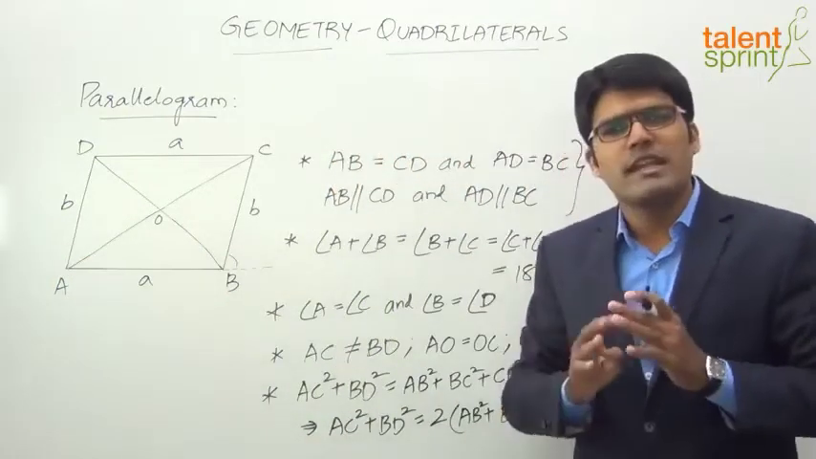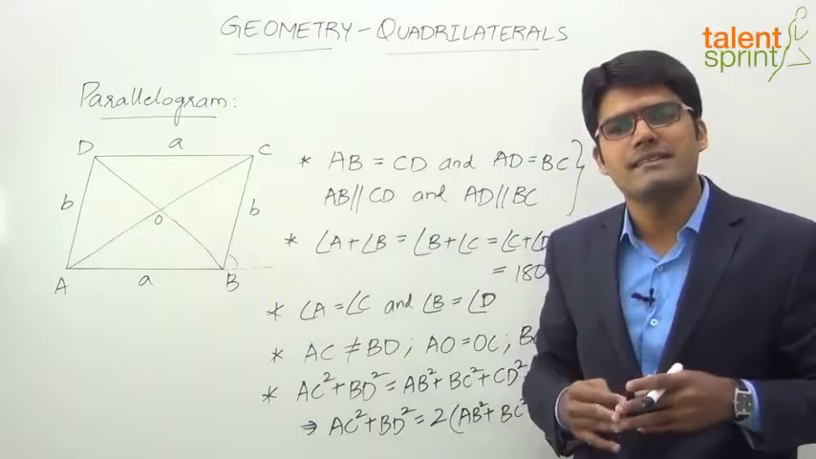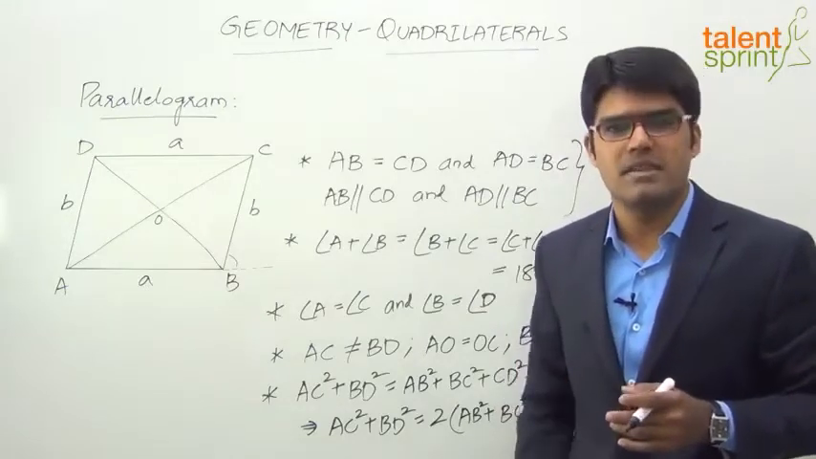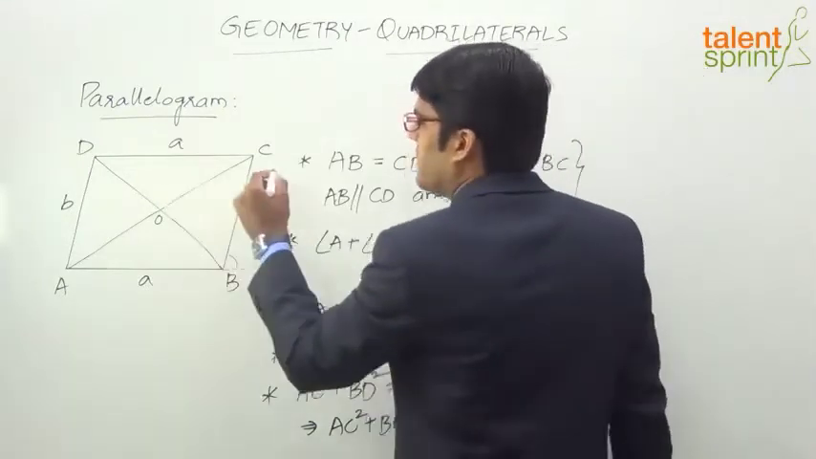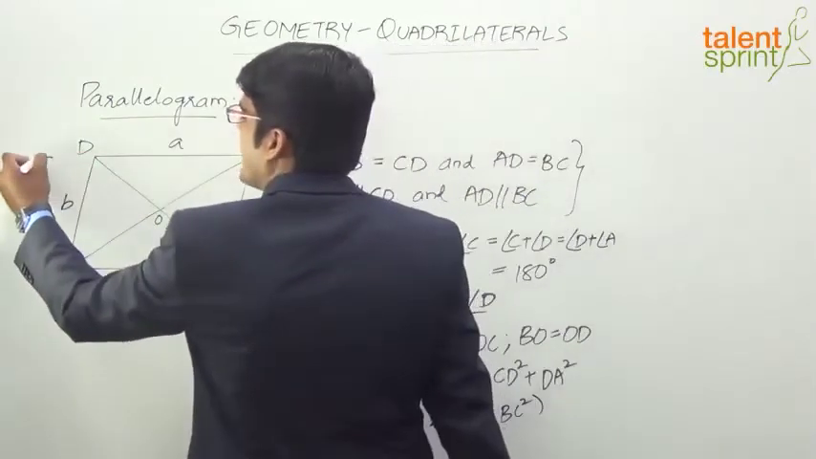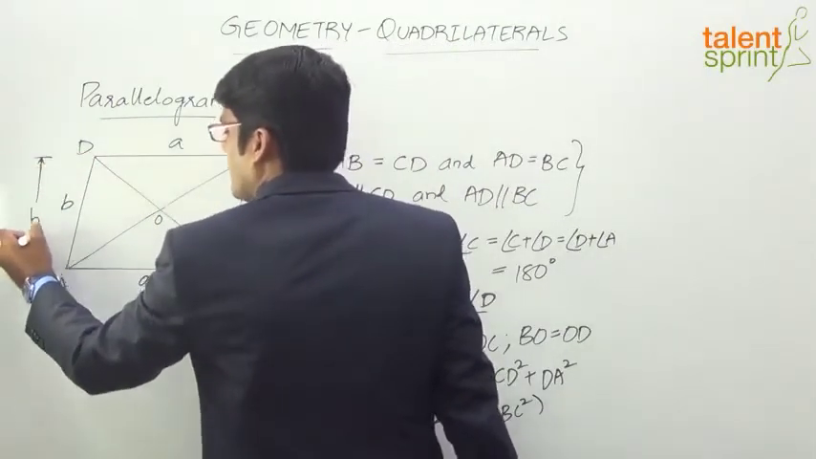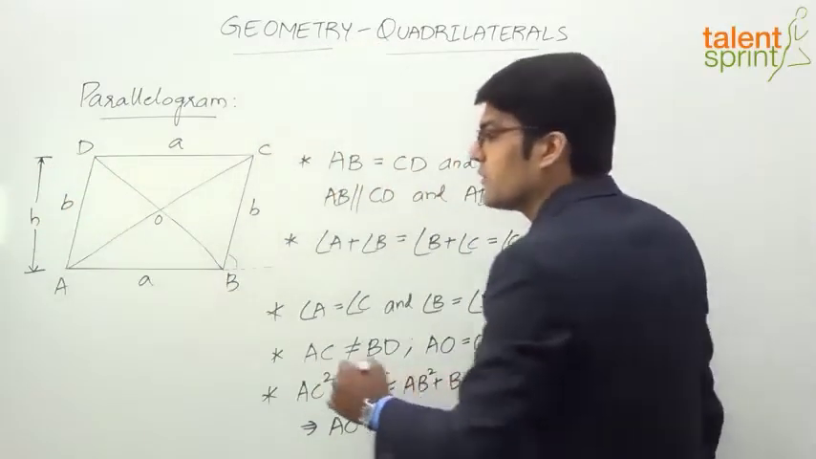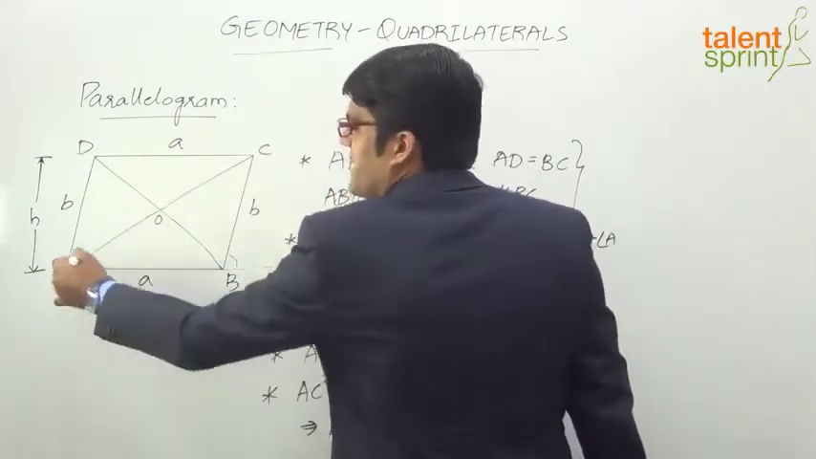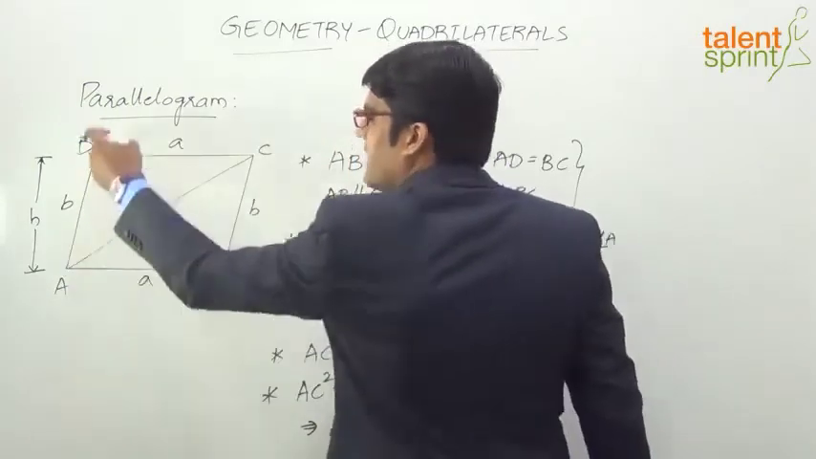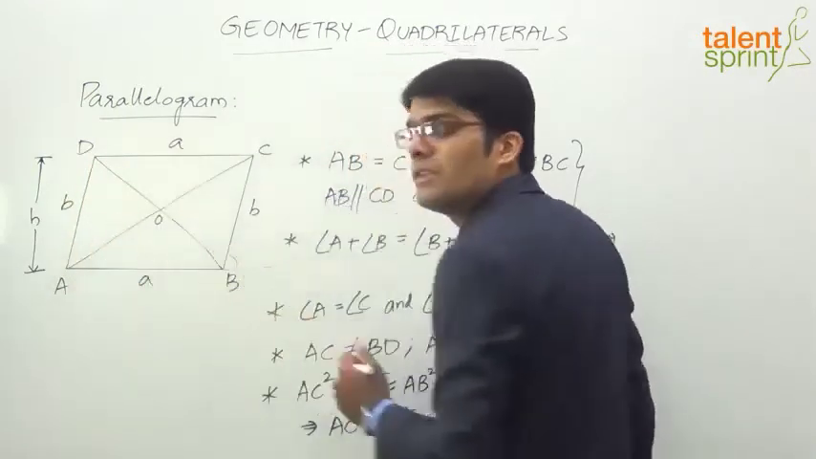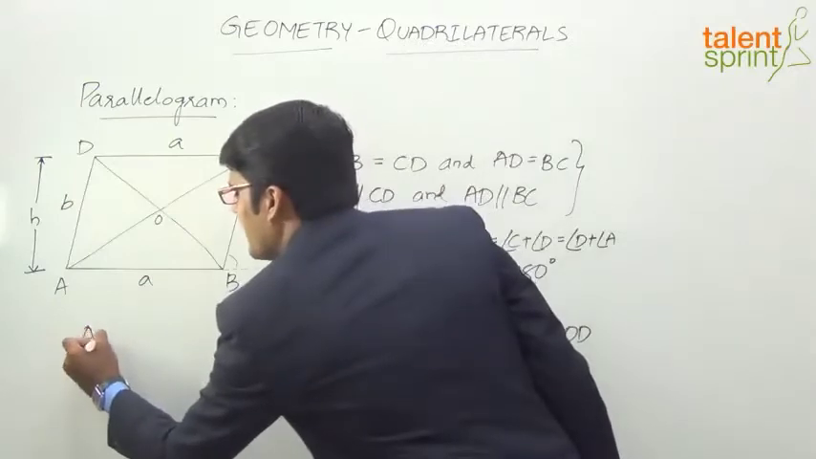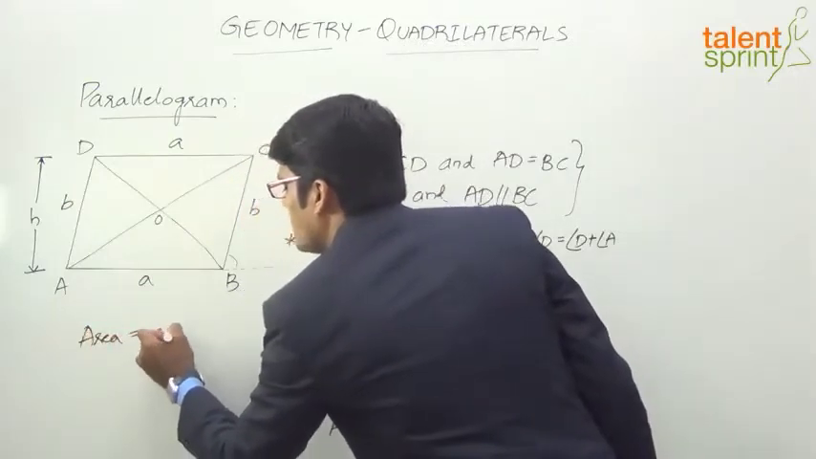Or in general, for any parallelogram, we can say that area is base into height. For example, for this parallelogram, let's say the height is h, right? Height is the vertical distance between the two parallel sides, right? So area can simply be taken as base into height. Base in this case is A, into the height h will give you the area. So in simple words, area is equal to A into h.